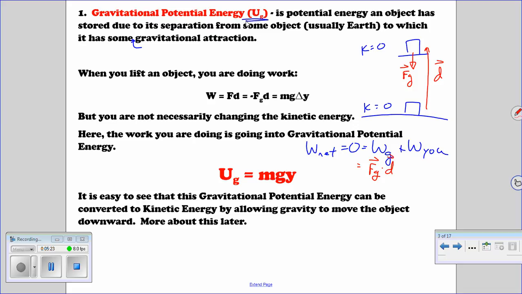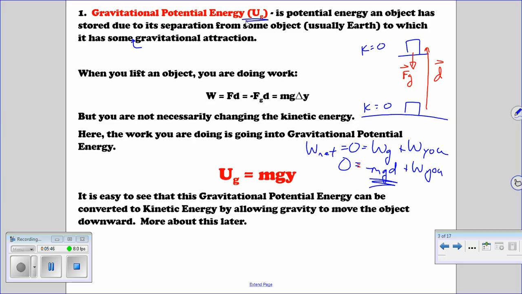Maybe I should write it this way. Your force of gravity is just mg, but it's negative, and then times your displacement. So the work that gravity did there would be negative because the force of gravity is down and the displacement is up. And since your net work is 0, the work that you did must be the opposite of that.